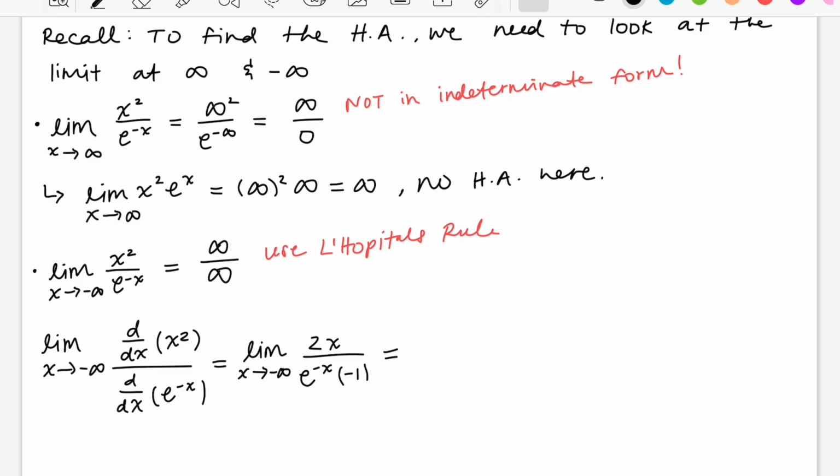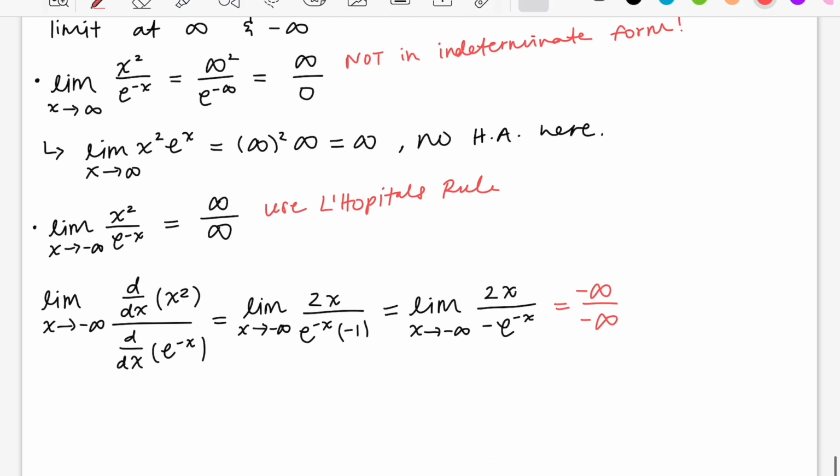Just making sure that was correct. So we have 2x over minus e to the minus x. All right, but what threw me off was that we actually need to use L'Hopital's rule again. Plugging in infinity or minus infinity here, we'll get minus infinity, and then plugging in minus infinity here, we get e to the positive infinity, but minus. So we have to use L'Hopital's again.